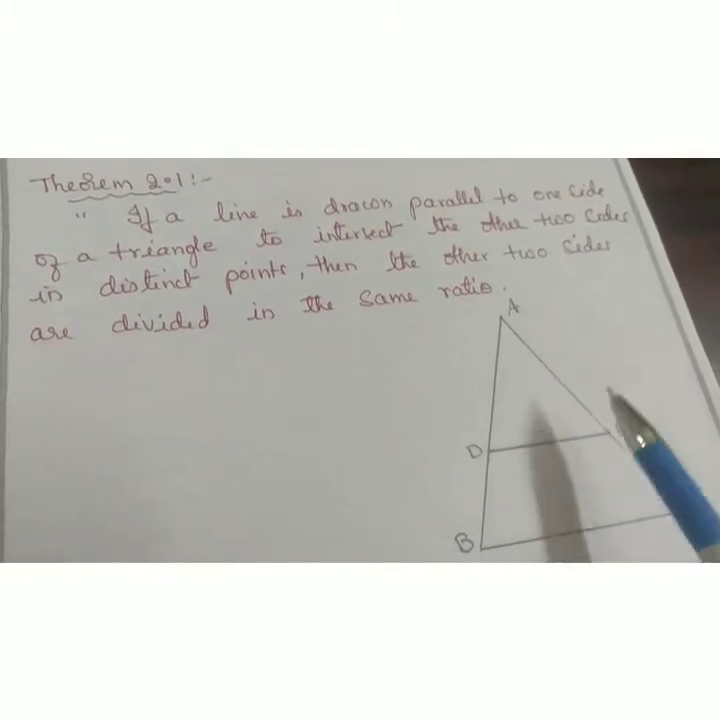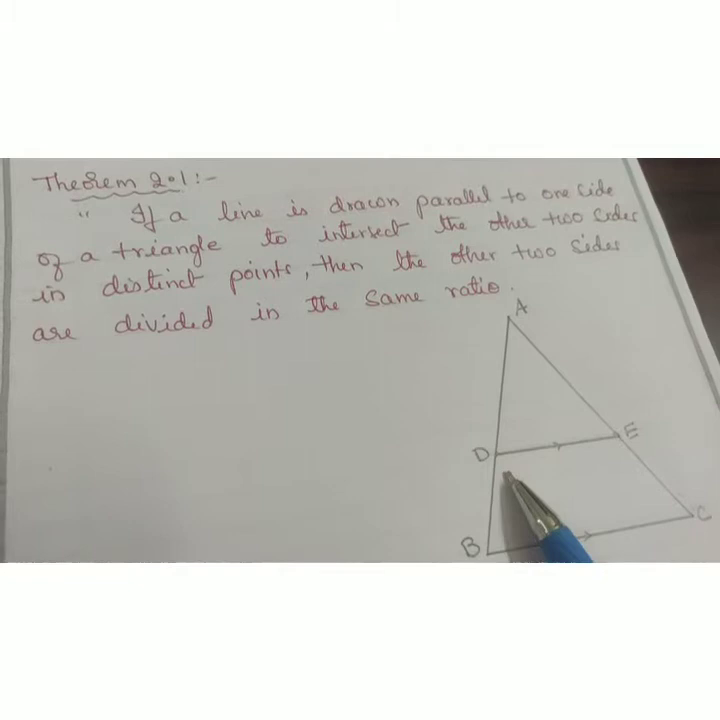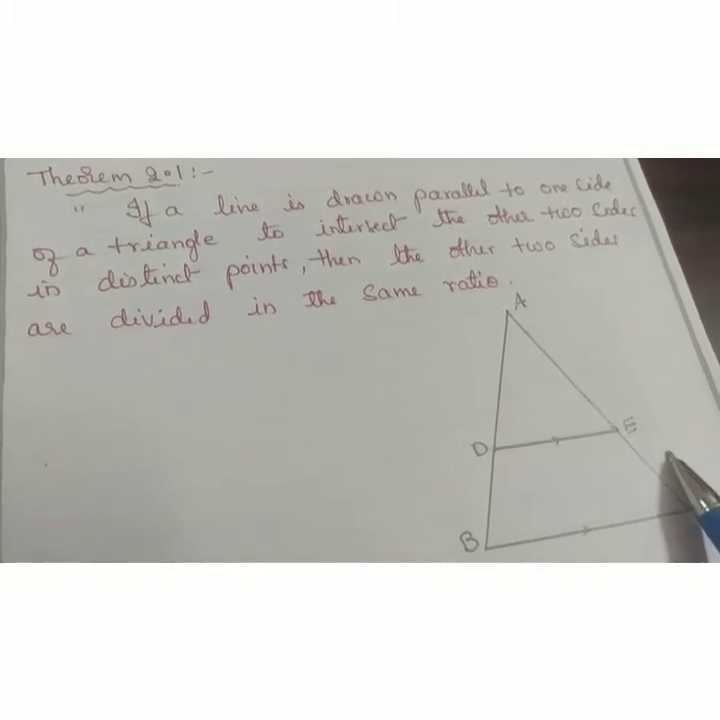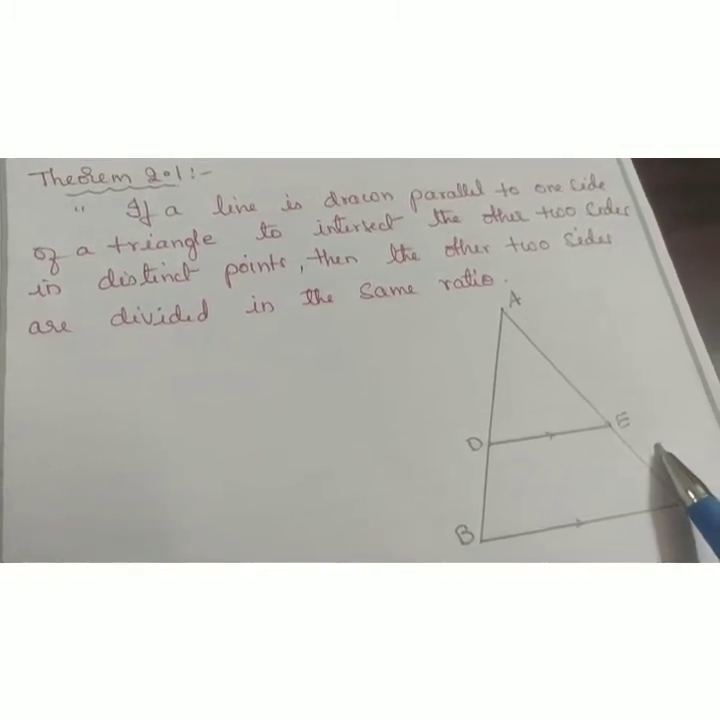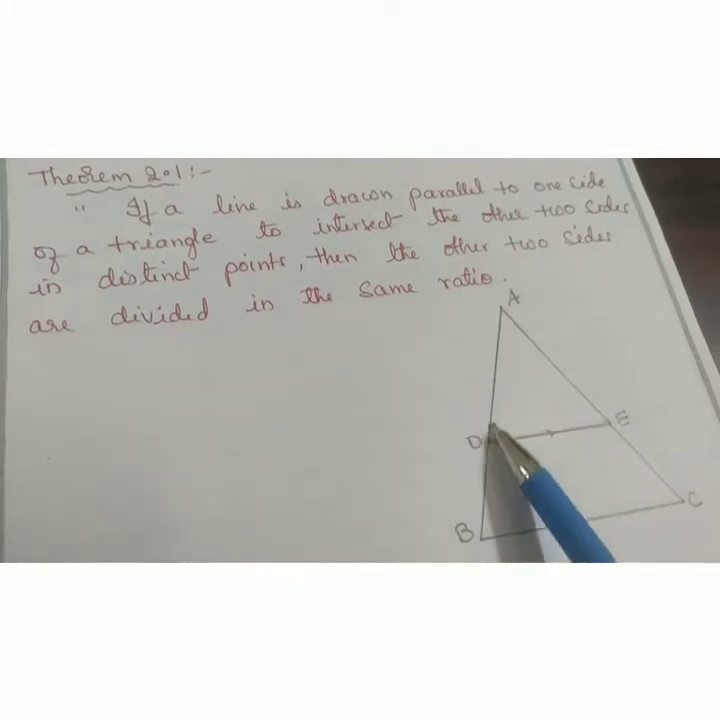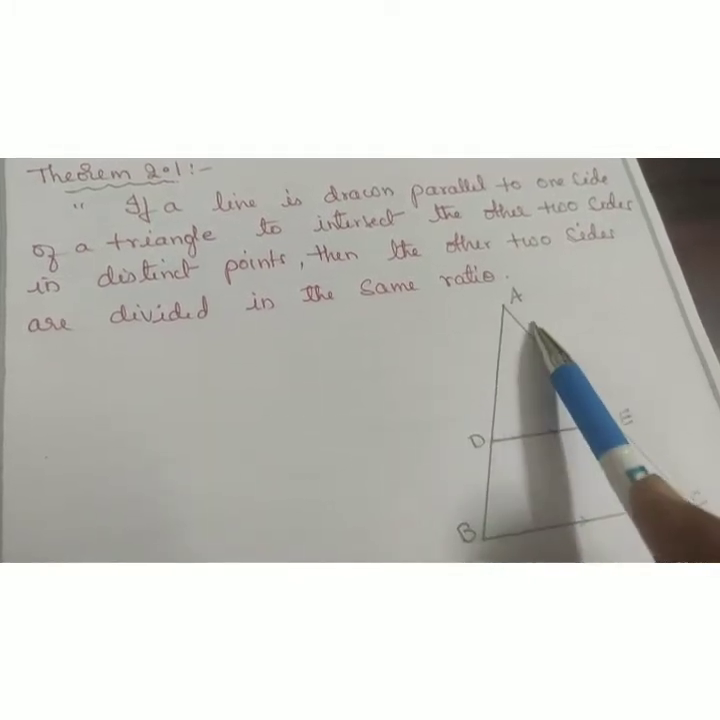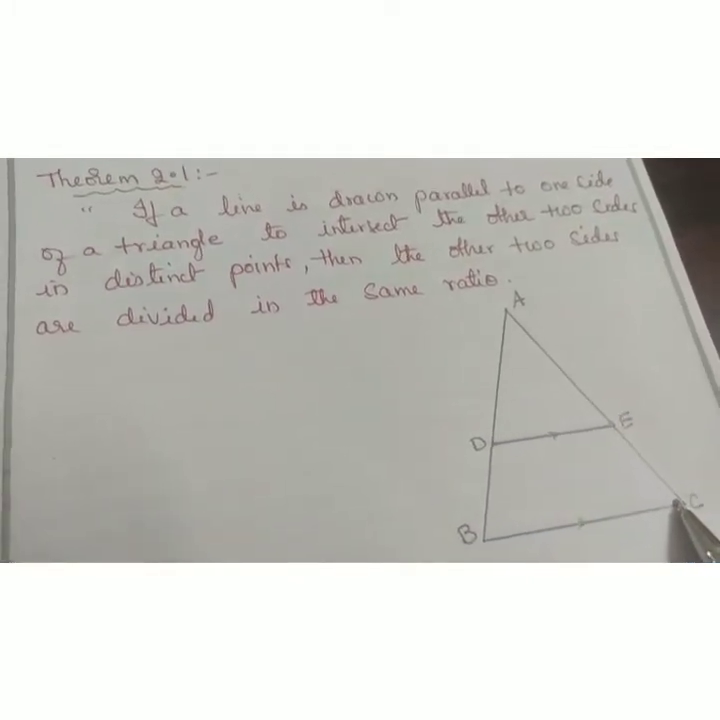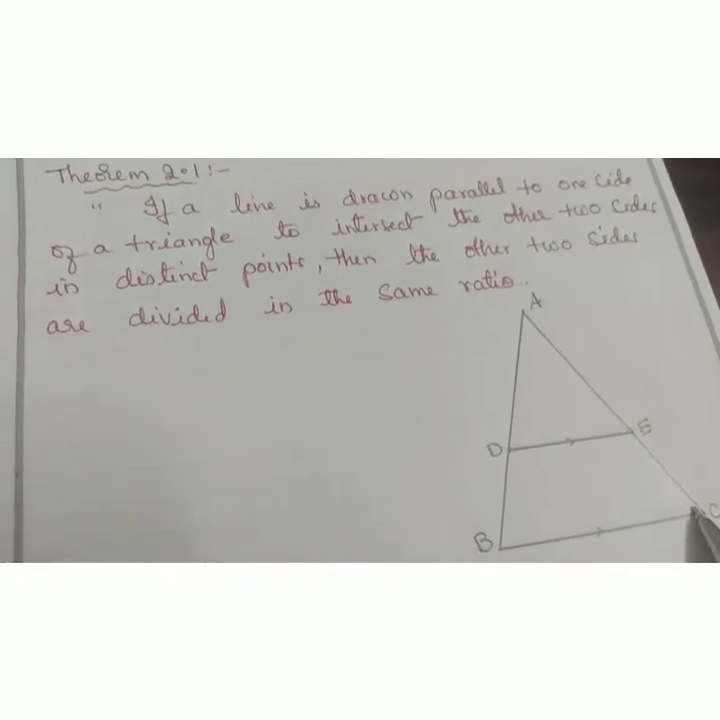are divided in the same ratio. What is the ratio? AD by DB will be equal to AE by EC. That is the statement.